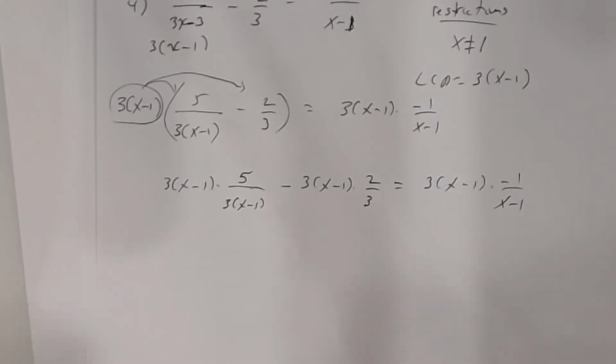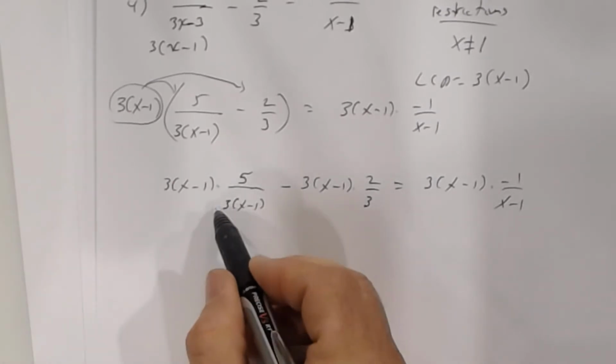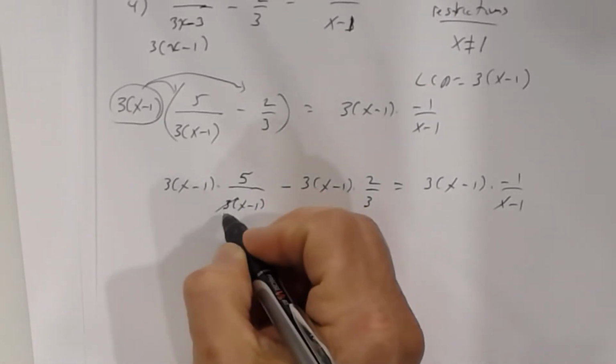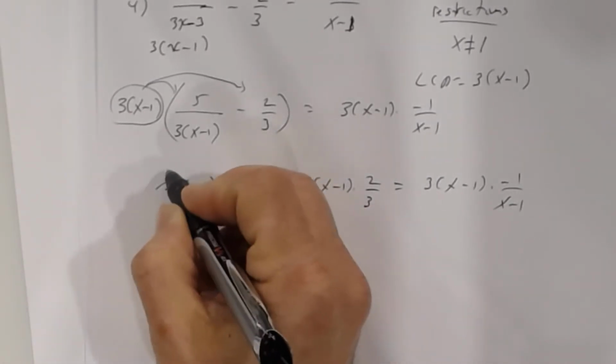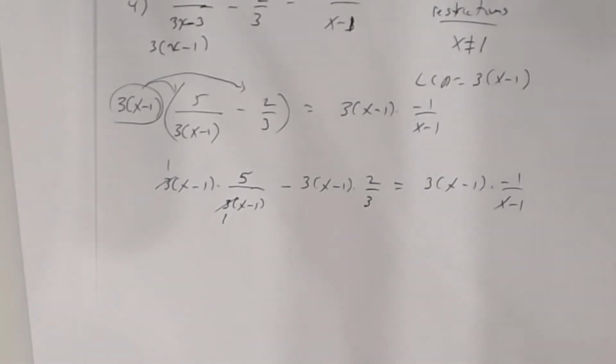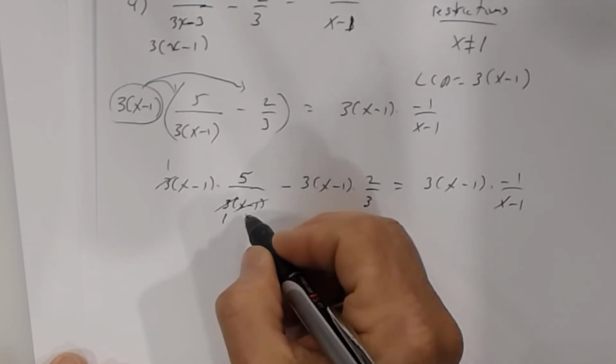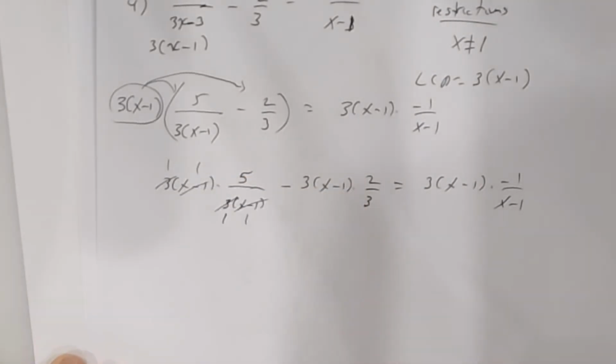All right. So all I did at this point was the distributive property. Now what's the next thing I do? Reduce. Notice, remember, the whole point of multiplying by the LCD is to get these denominators to be a 1. 3 into 3 is 1. 3 into 3 is 1. So remember, anything divided by itself is 1. X minus 1 into x minus 1 is 1.